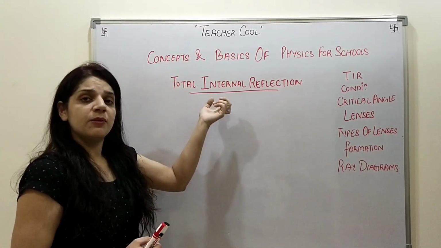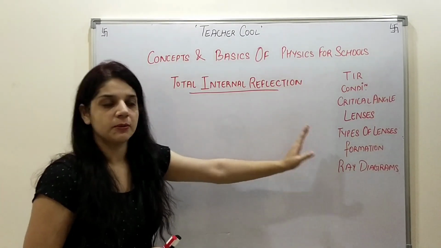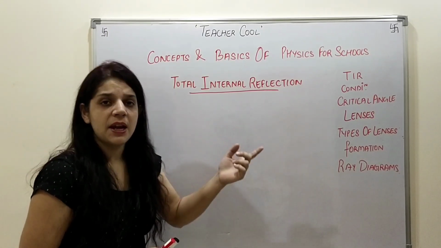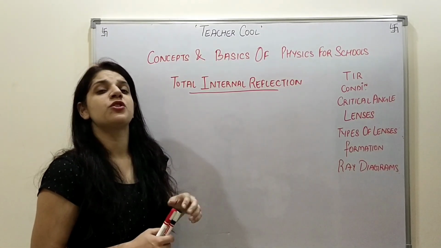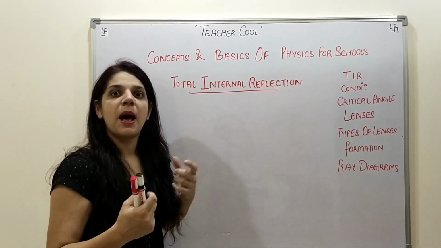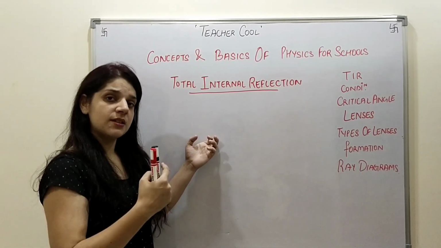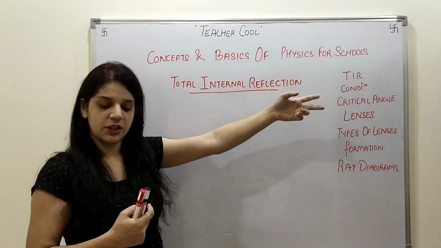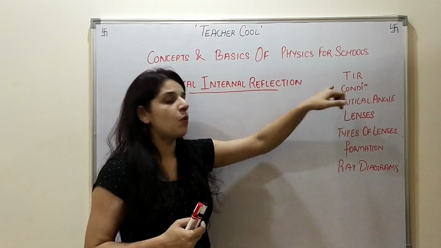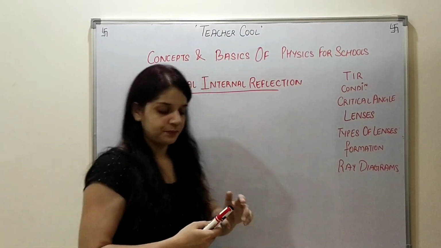Now the major application of refraction is total internal reflection. What is total internal reflection? In layman's language, I'll say it is a phenomenon which results in the sparkling of diamonds, or the sparkling effect of water. Those effects are basically due to total internal reflection. Now before we know what total internal reflection is, we must know what condition we need to satisfy for total internal reflection to occur.